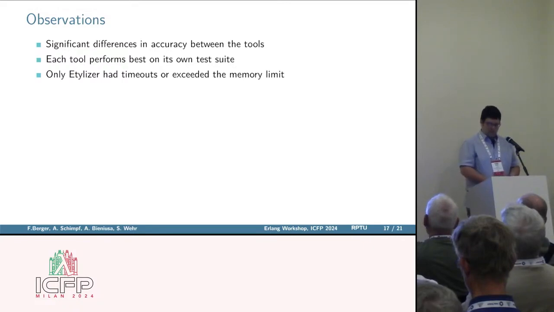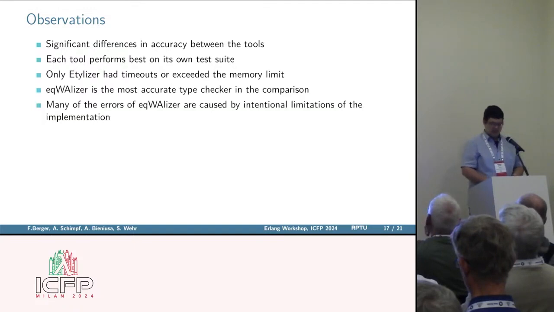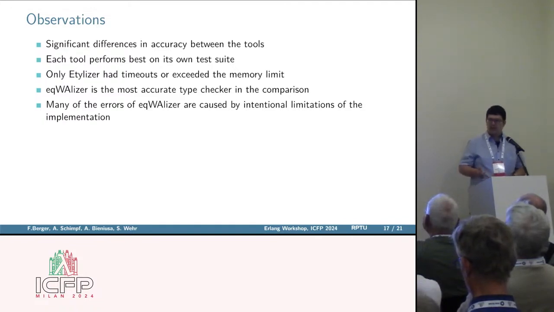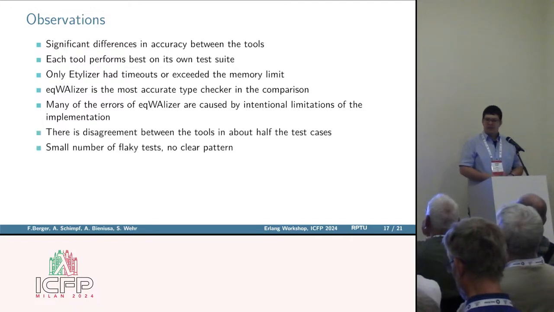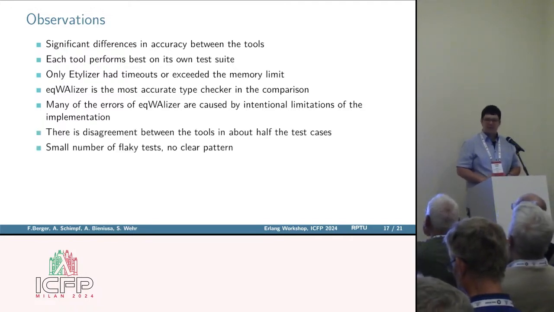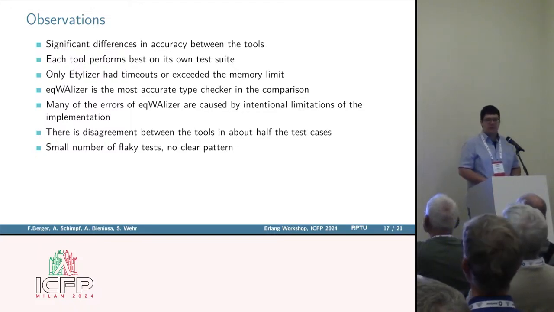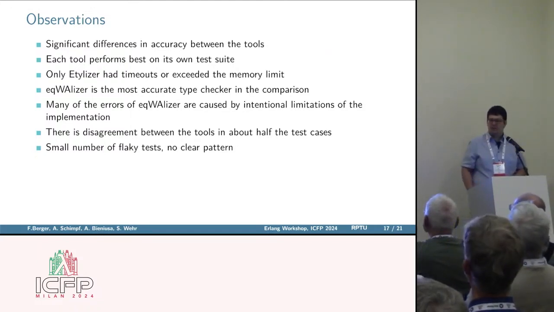As we saw, eqWAlizer was the most accurate type checker. And we also noticed that many of the errors of eqWAlizer are caused by intentional limitations of the implementation, which I'll cover in the next slides in more detail. Also, there was this disagreement between the type checkers in about half the test cases overall, and a very little number of flaky tests which were so low that it's not really relevant for the overall results here.